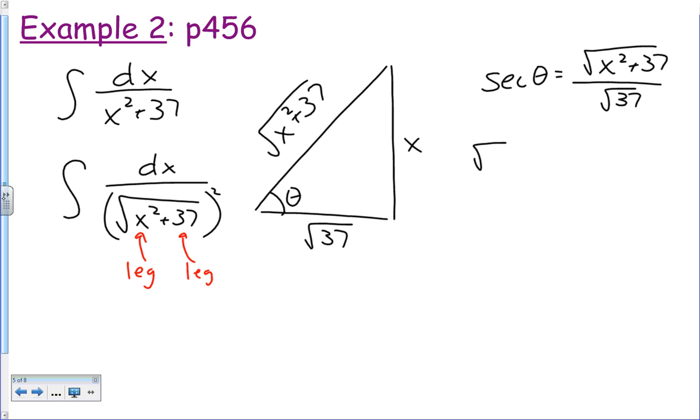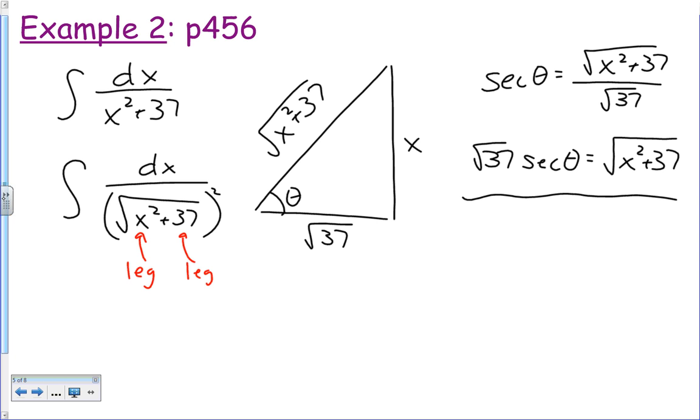So that means the square root of 37 times the secant of theta is equal to that radical, the square root of x squared plus 37. Again, it's not a case that I'm memorizing those three cases. I'm just simply setting up the right triangle. I know that I do have to know how to set it up properly. But once I have it set up, I just simply use my trigonometry to come up with the relationship between that square root and theta.